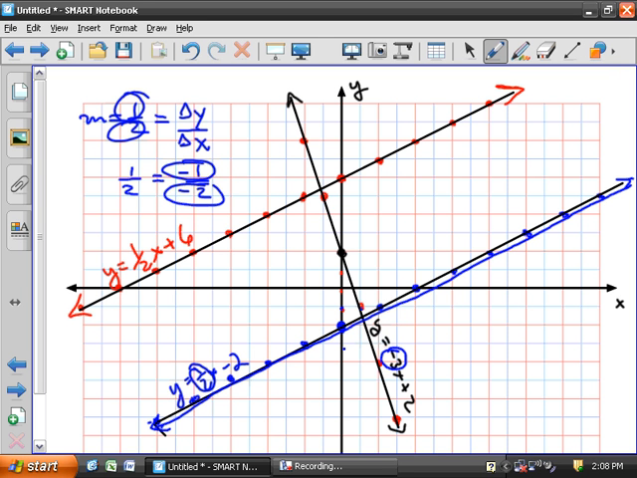Now, my final question. What do you notice about the two lines that I graphed? I'm sorry, the second and third lines that I graphed. If you said that their slopes are the same, you're absolutely right. They both had a slope of 1/2. And the result of them having the same slope is that these two lines are parallel. Parallel lines have equal slopes.